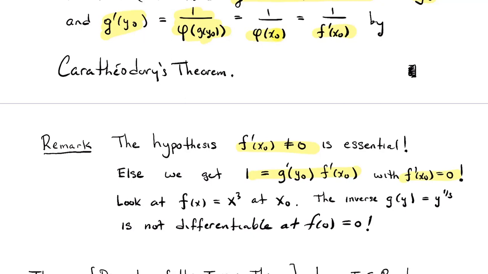In fact, if you want a specific example, take the cubing function f. It's strictly increasing, right? f of x equals x cubed is a continuous, differentiable, increasing function. I meant to look at this at x0 equals 0. The inverse function of the cubing function is of course the cube root function, but the cube root function isn't differentiable at 0. You probably saw that in calculus. Why? It's because f prime of 0 is 0. Nice.